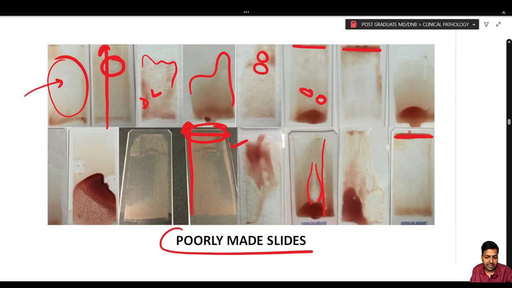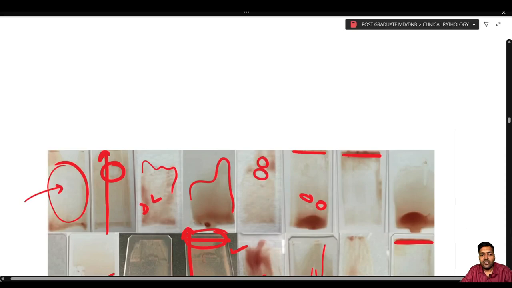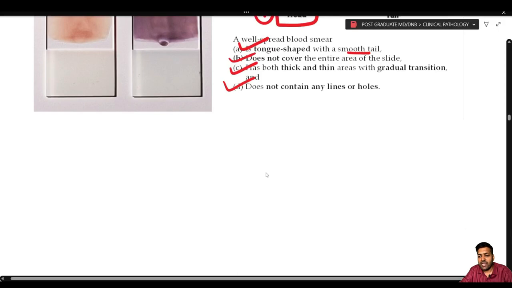Again, if you see, there is no gradual transition. Over here, the tail area is darker as compared to the head area, as we can appreciate. So there are holes over here. So these are exactly the ways in which your slides should not be made. It should ideally be something like this. This is how you should make a particular peripheral blood smear slide. I hope this part is clear to everyone.